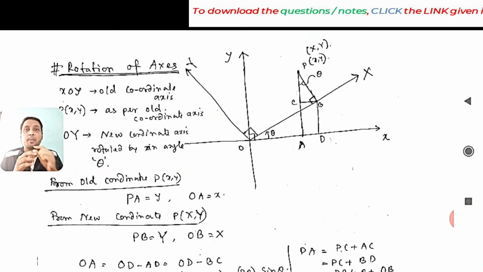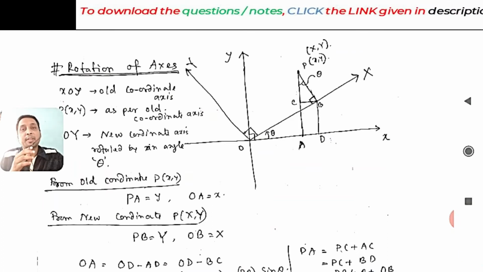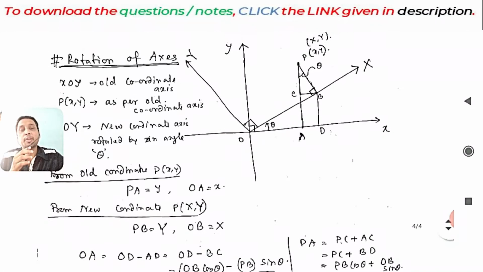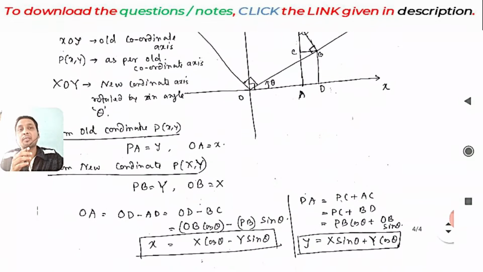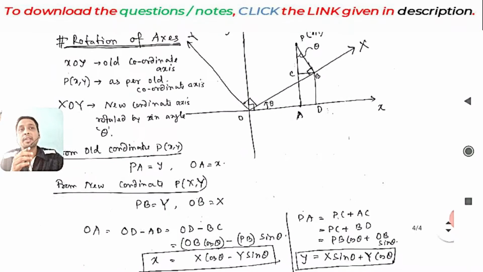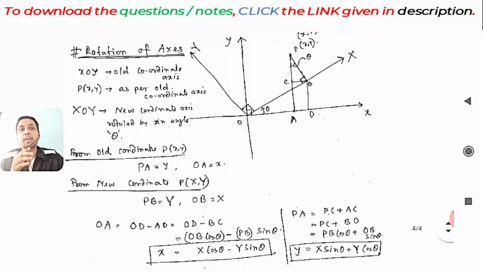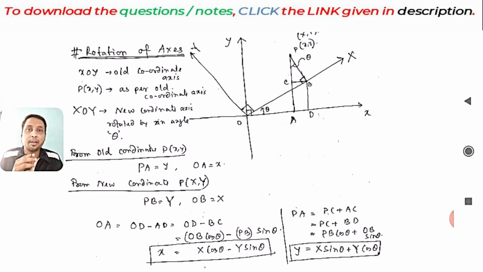Okay students, welcome you all to this new lecture on advanced level straight lines or coordinate geometry analysis. Today's topic is rotation of axis. Suppose you have an old axis, then you have rotated it with an angle of theta. We will see how these coordinates change from the old axis to a new axis. Okay, then let's see this one.